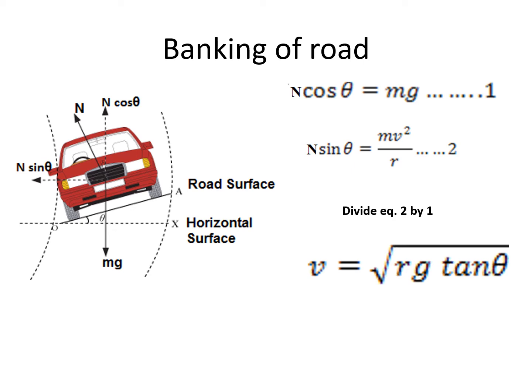If you divide equation 2 by equation 1, N gets cancelled, sin theta by cos theta is tan theta, and on the right hand side you get v square upon rg as the mass gets cancelled. So the optimum speed with which the vehicle can be driven under the conditions of neglecting friction is v equal to under root of rg tan theta.